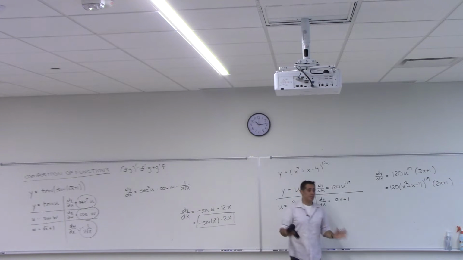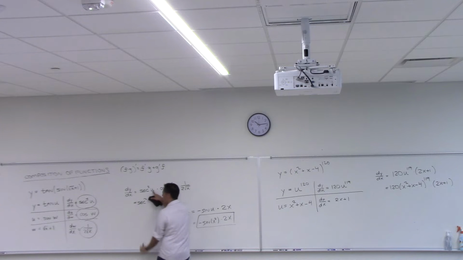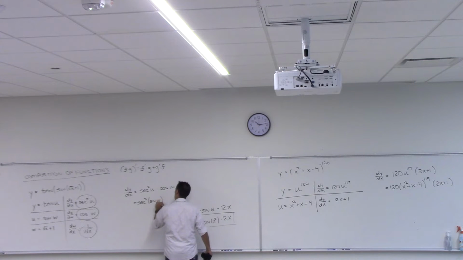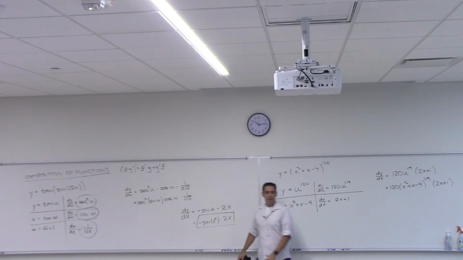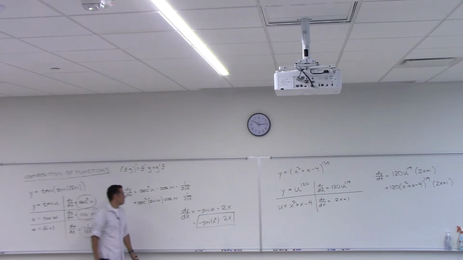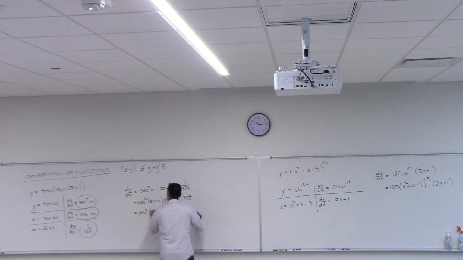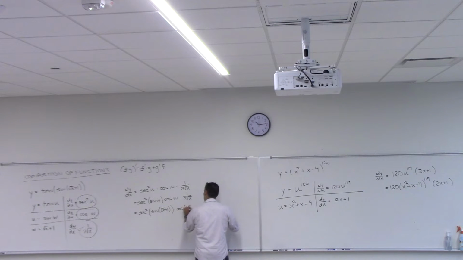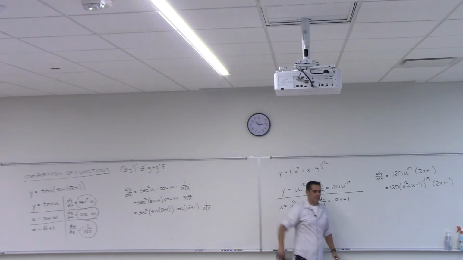But you've got to get everything back in terms of x. You can't leave things with w's and u's. So let's keep going. What was u? Secant squared, what was u? Sine of w, right? So this is secant squared of sine of w, cosine of w, times 1 over 2 root x. Okay, now I've got w's in there, don't I? What were the w's? Square root of x plus 1. So if I replace all the w's with square root of x plus 1, I have secant squared of sine of square root of x plus 1, times cosine of square root of x plus 1, and then times 1 over 2 root x. That's the exact same answer that I got when I was covering things up with my towel.